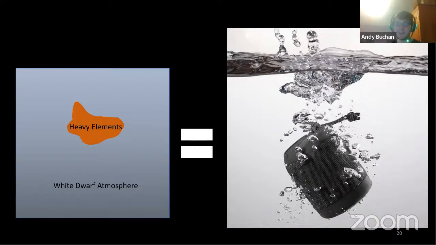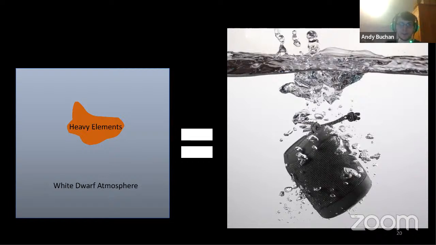So the implication, if you see a stone kind of halfway down a pond, is that you're seeing it as it's sinking. Like it's just entered the pond and you're seeing it as it's falling through. And it's a similar story with white dwarfs. So the discovery of these heavy elements polluting the atmospheres of white dwarfs suggests that material is in the process now of falling onto white dwarfs from outside, which is really cool.